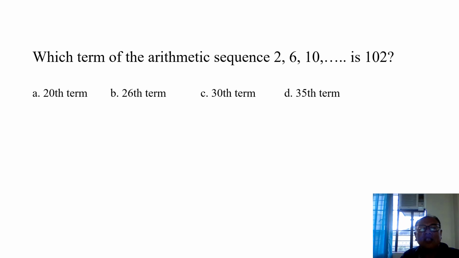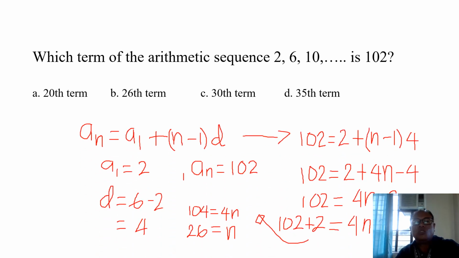Next, what term in the arithmetic sequence 2, 6, 10, and so forth up to 102 is 102? Is it letter A, 20th term, letter B, 26th term, letter C, 30th term, or letter D, 35th term? To solve this one, we are going to use the formula a_n is equal to the first term a1 plus n minus 1 multiplied by the common difference.